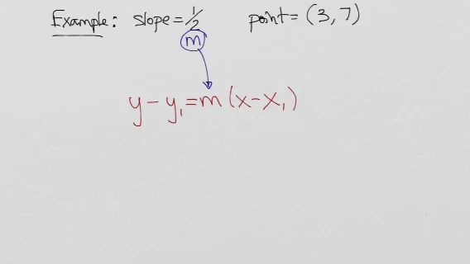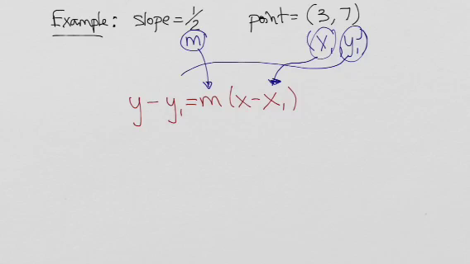Now, this point is my x1, y1. That 3 is the x1, and that x1 number is going to go right here in the back. And then the 7 is the y1 number, and it's going to go all the way up here to the front. So let's go ahead and fill those numbers in. This y will always be there. The minus sign will always be there. And the number we're going to put where the y1 is, is the 7. And the equal sign's always there. The m, we know what that number is.